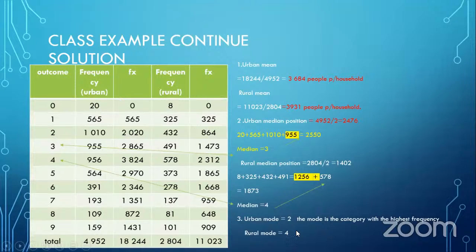And here it's 2020, I mean 1010, sorry. And then the range is the same for both groups because, as I said, it's 9 minus 0. Okay. 9 minus 0, the highest minus the lowest. Oh, okay, sorry. Yes, the highest minus the lowest.